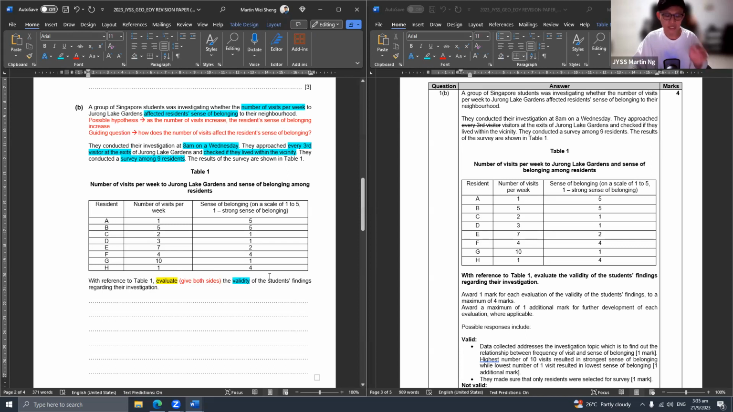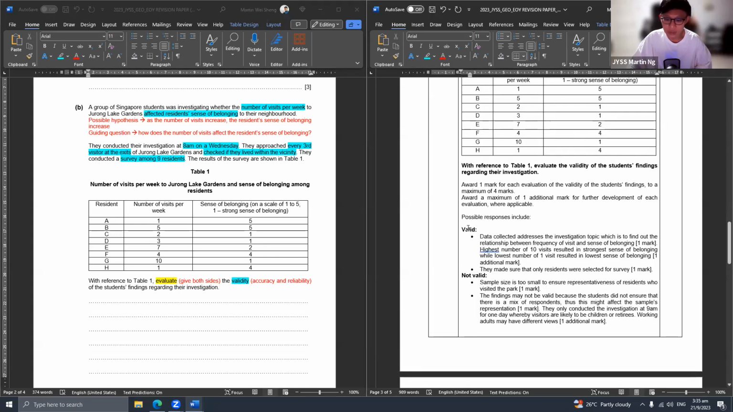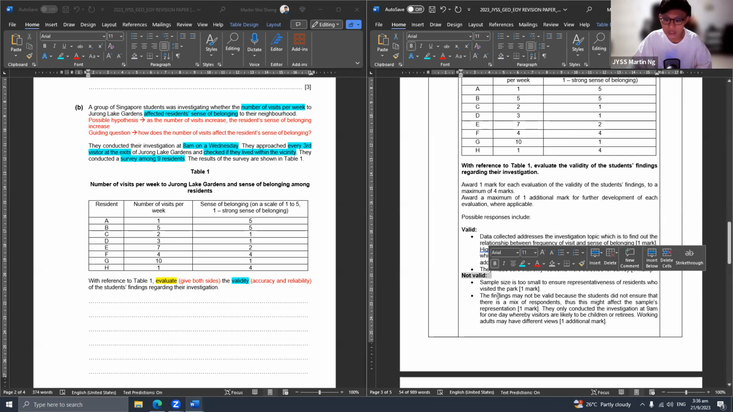Now, when we say valid, basically we are looking at the accuracy and reliability, all right? So the question is asking you if the students' findings are accurate or reliable. Okay, so let us look at the possible answers. Now you have to show both sides, right? So we have answers for why it is valid as well as why it is invalid.